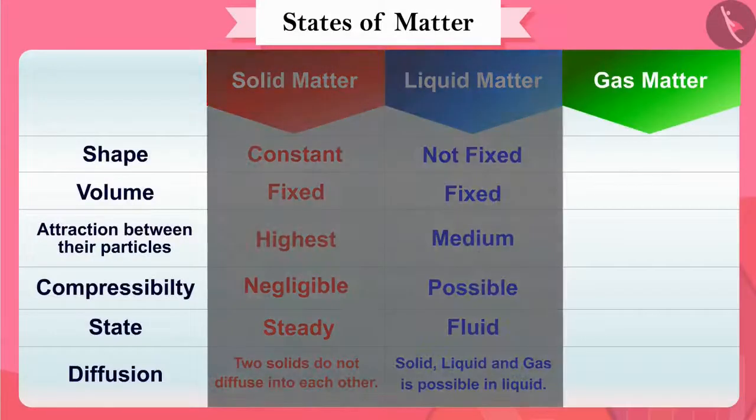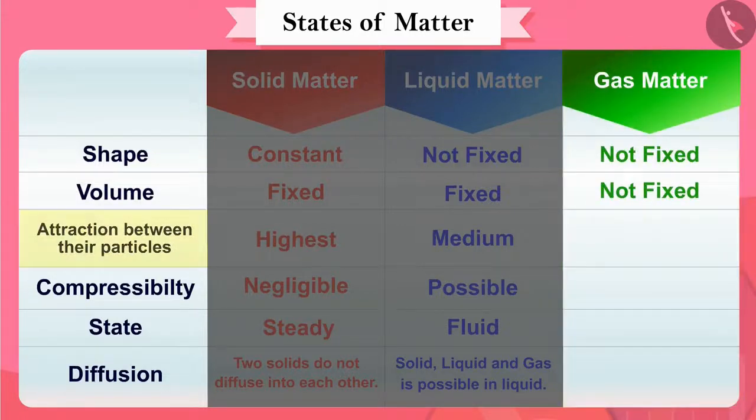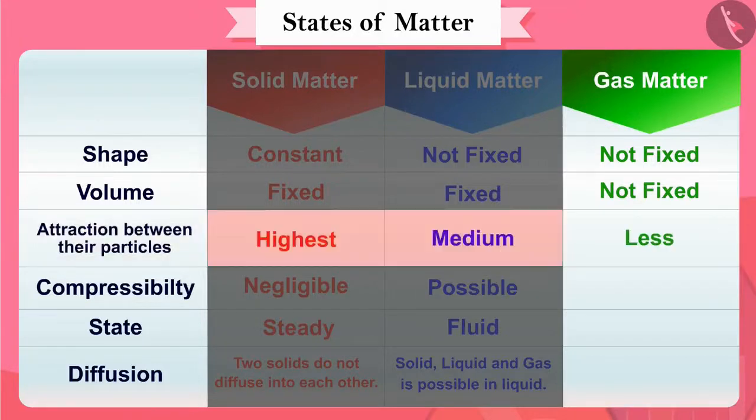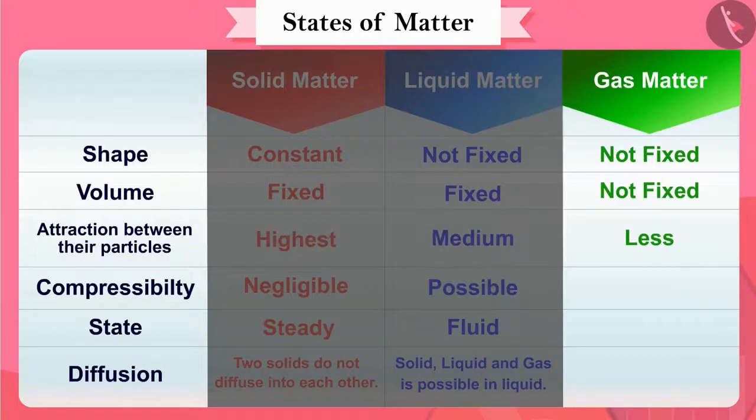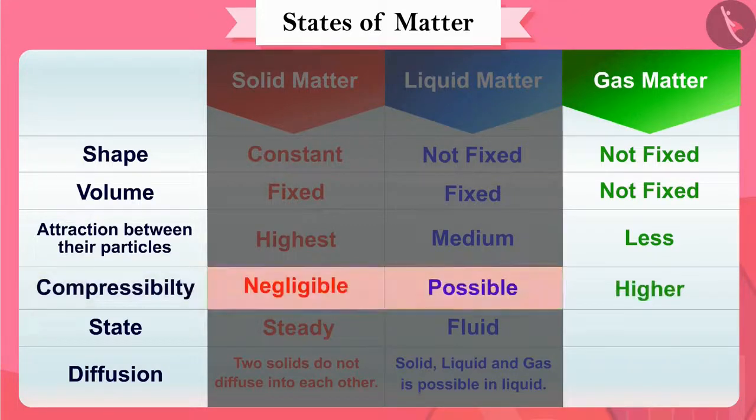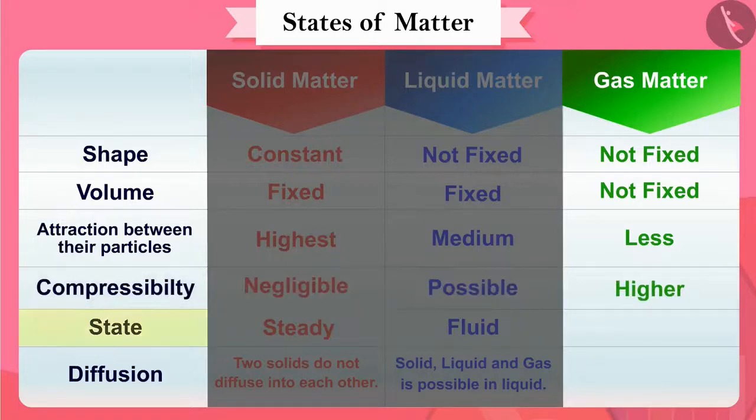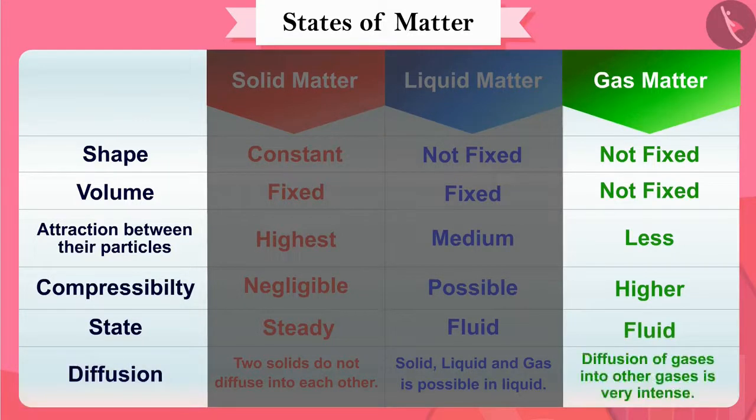So friends, as we have seen, the shape and volume of gaseous matter are not fixed. The attraction between particles of gaseous matter is less than that of solid and liquid, as particles of gaseous matter have more space. Therefore, the compressibility of gaseous matter is much higher than that of solids and liquids. Even in the gaseous state, the substance is not rigid, but a fluid. And diffusion of gases into other gases is very intense.